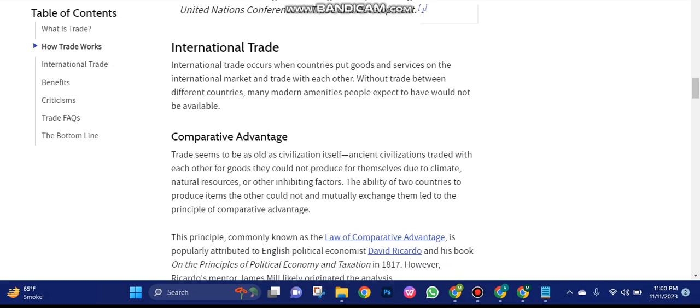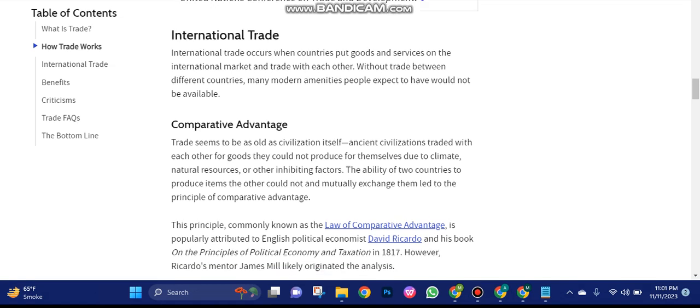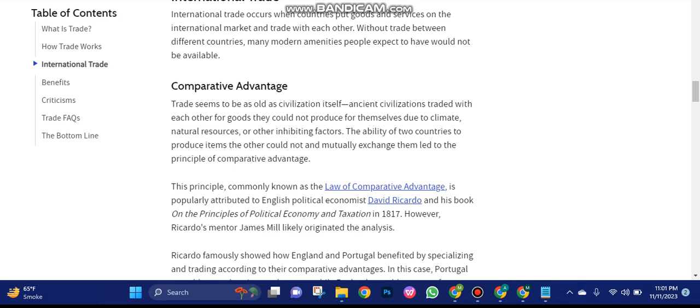Comparative advantage. Trade seems to be as old as civilization itself. Ancient civilizations traded with each other for goods they could not produce for themselves due to climate, natural resources, or other inhibiting factors. The ability of two countries to produce items the other could not and mutually exchange them led to the principle of comparative advantage. This principle is commonly known as the law of comparative advantage.